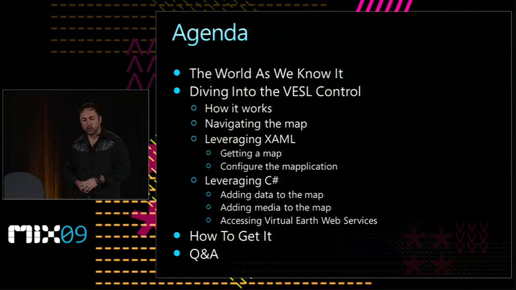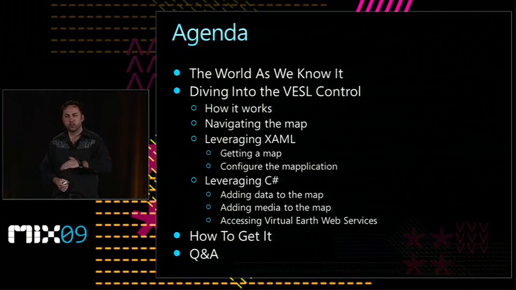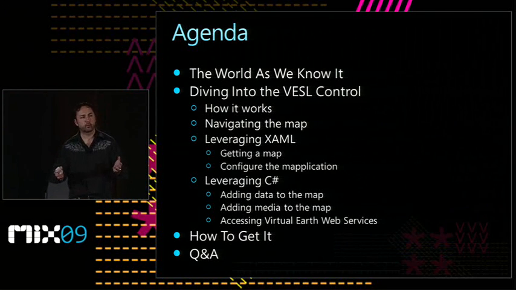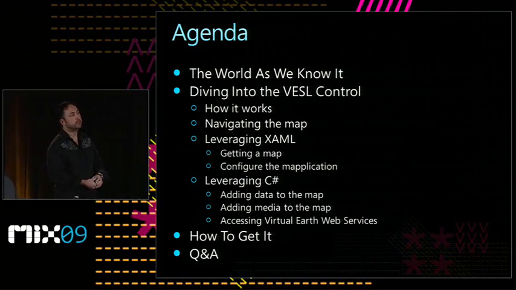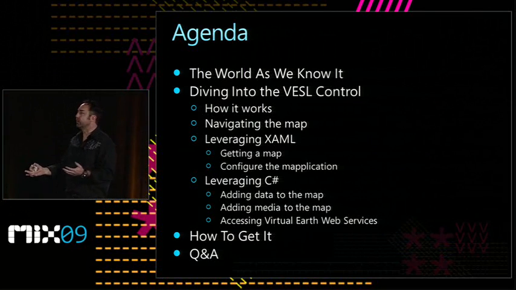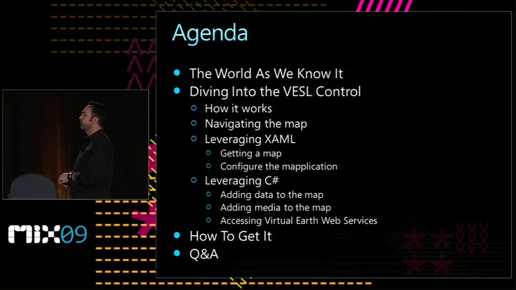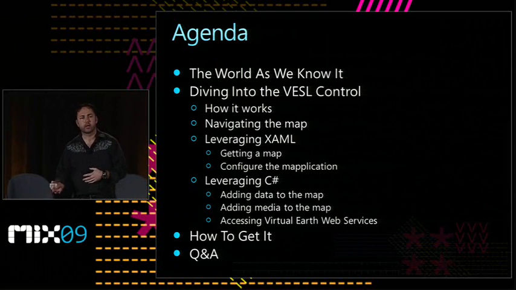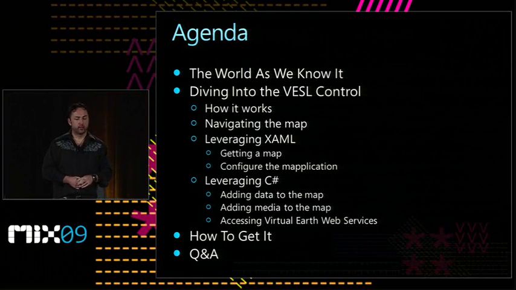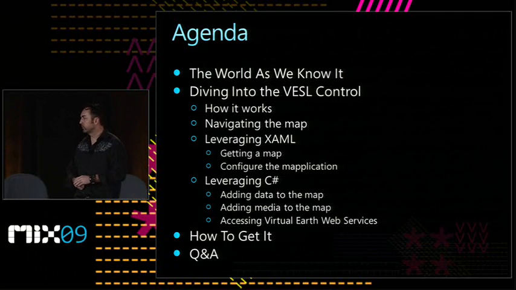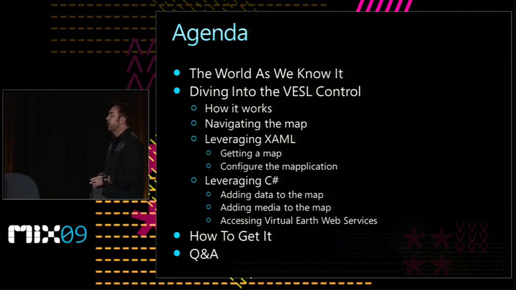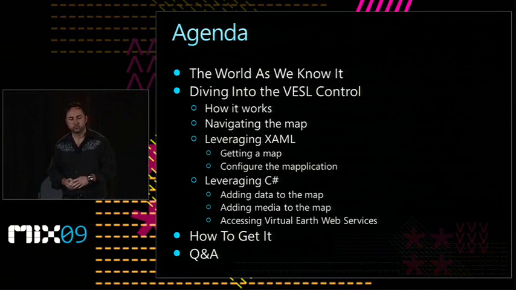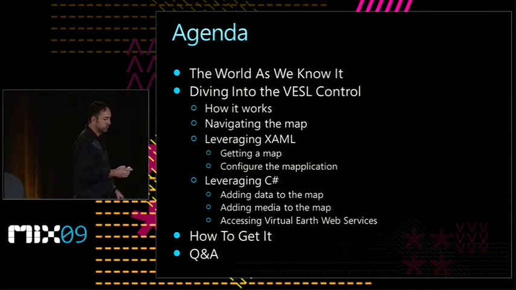Okay. We'll do adding data to the map. So push pins, polygons, polylines, things like that. For those of you in mapping today, you probably want that. And then Silverlight's all about media. So adding rich media to the map. We'll show you how to do that and how to leverage some of the tools in Silverlight for doing that. And then finally, we'll talk about the Virtual Earth web services which launched last fall and how to leverage those as a part of your Silverlight application. So then we'll go through how to get it and Q&A and stuff.